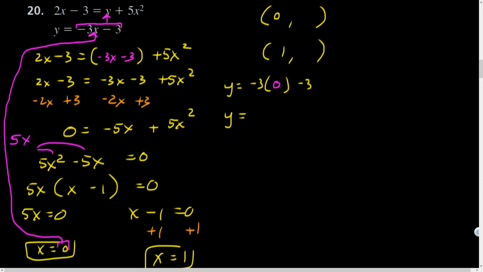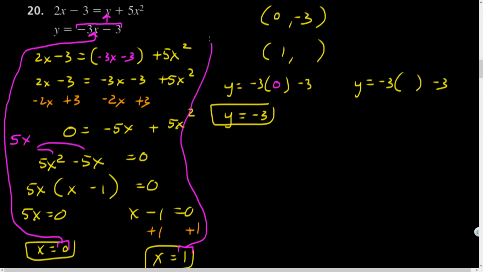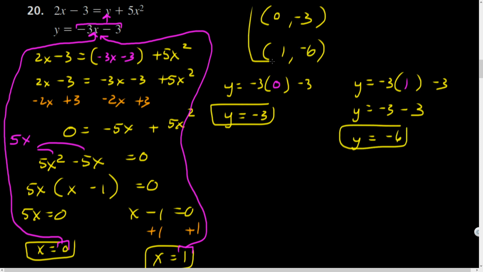Negative 3 times 0 is 0, minus 3. I get y equals negative 3. So 0, negative 3 is one solution. And then the other one, y equals negative 3 times the what, minus 3? I'm plugging in 1 this time. And so I'd have y equals negative 3 minus 3, which is negative 6. And so there's my two solutions.